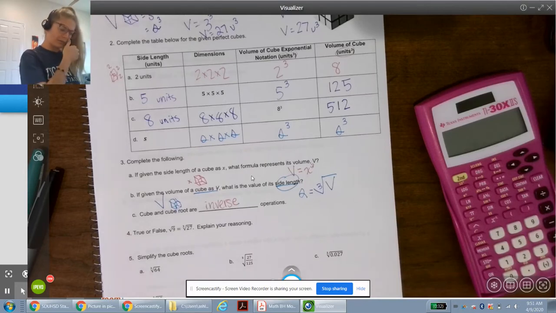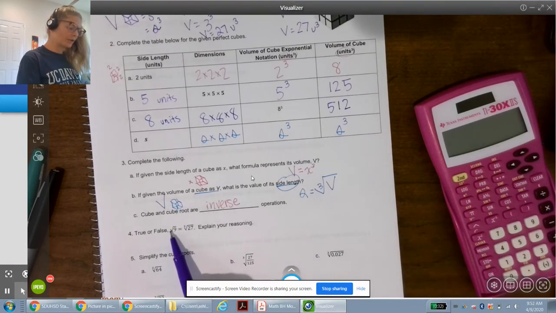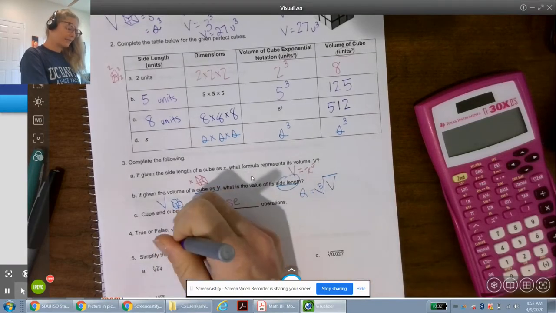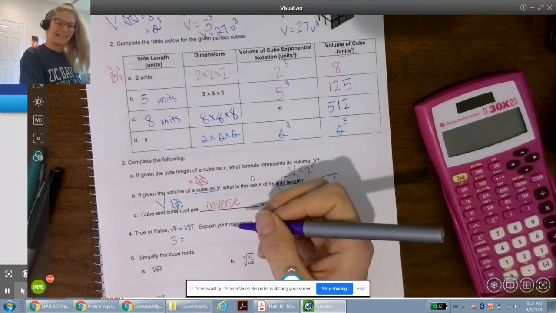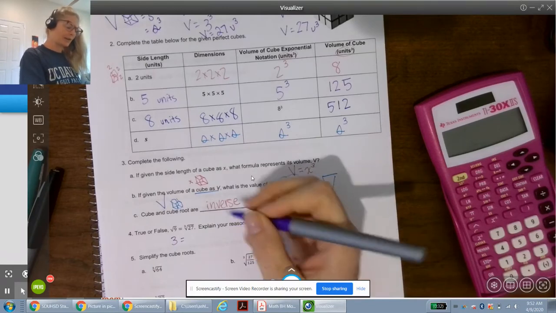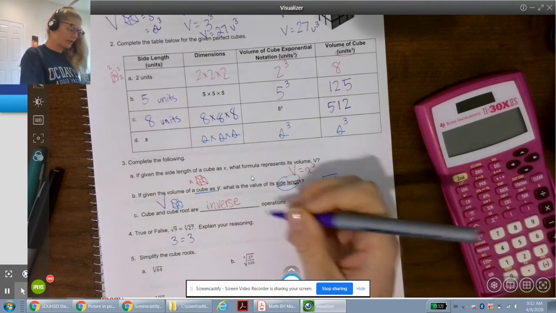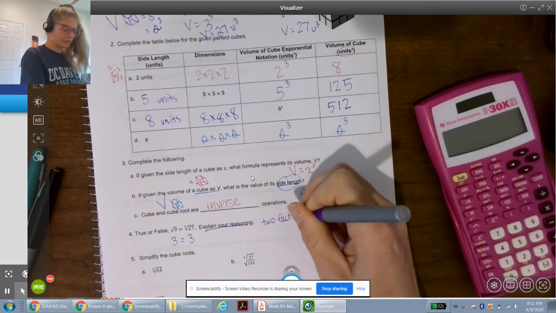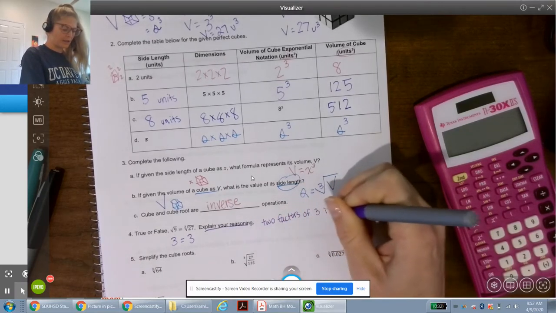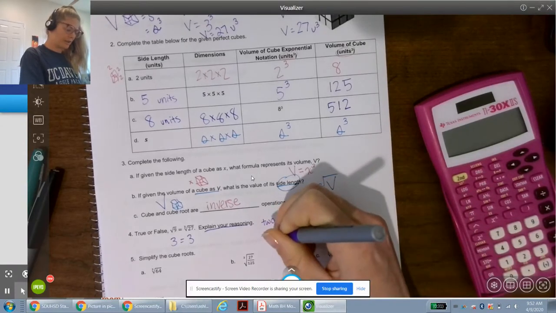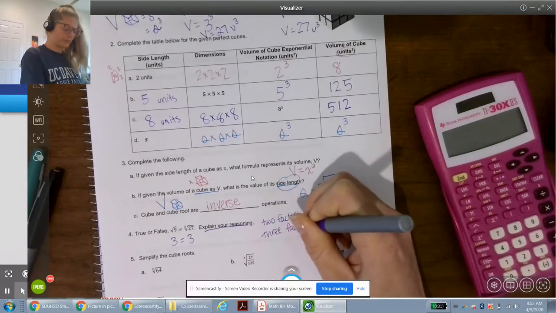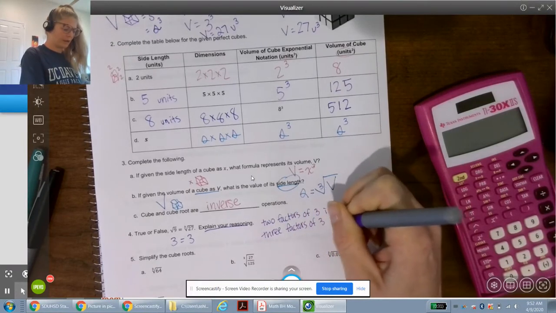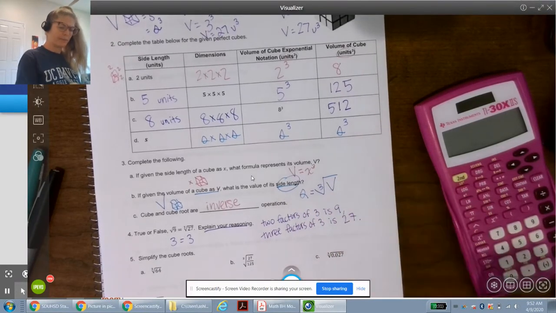So let's see, true or false? Square root of 9 is equal to the cube root of 27. Explain your reasoning. Well, what is the square root of 9? Notice this is a square root because there's no index there. Square root of 9 is 3. What's the cube root of 27? Some number times itself 3 times is 27. Well, that's also 3. So 3 equals 3. Explain your reasoning: 2 factors of 3 is 9, and 3 factors of 3 is 27. Awesome.